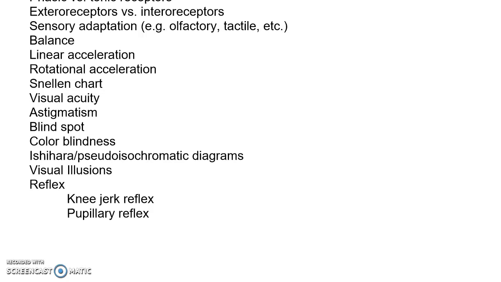But anyway, let's move on to astigmatism. Astigmatism is basically a distortion in the image that you're producing because there's an imperfection in the curvature of your lens or the retina. And astigmatism is very common. Most people have at least some form of astigmatism.